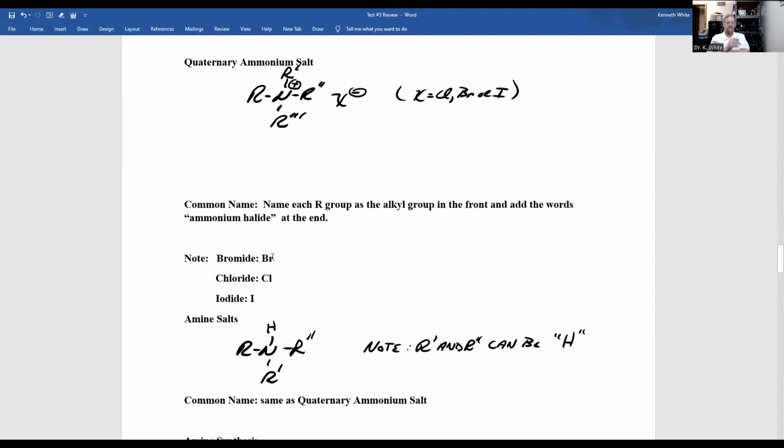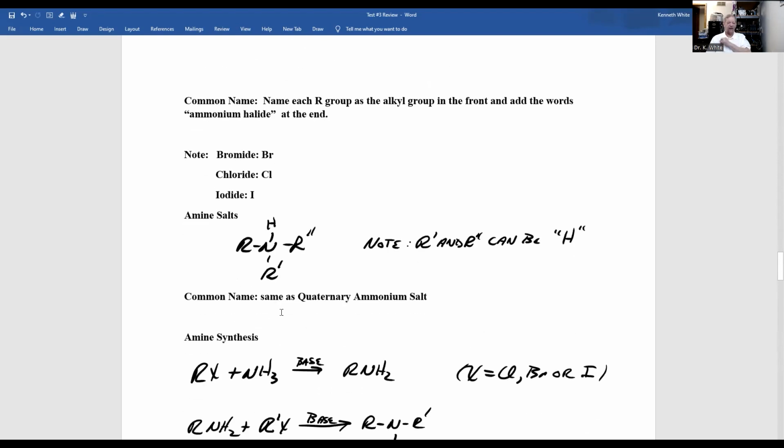Common name. Name each R group as the alkyl group and put that in front. And then add the words ammonium halide. And if it's bromine, Br minus, it's bromide. If it's Cl minus, it's chloride. If it's I minus or X is I minus, it's iodide. Now, I made a mistake here.